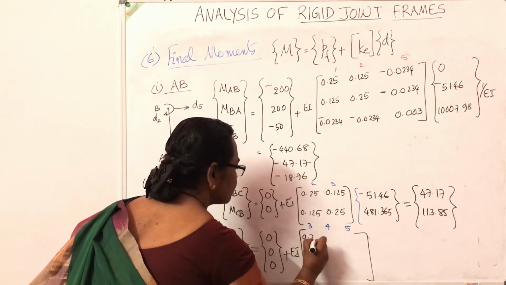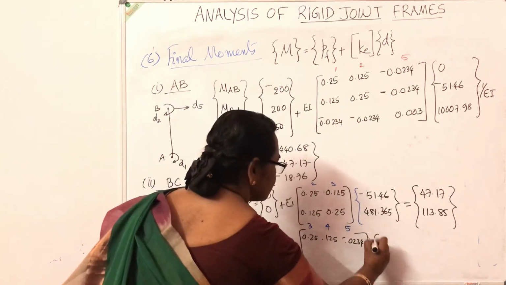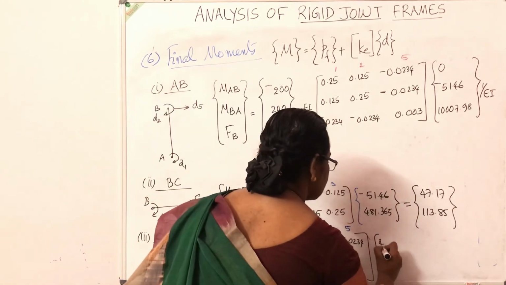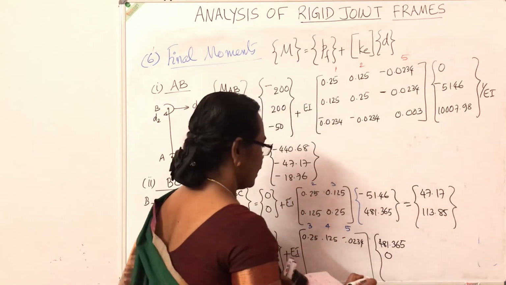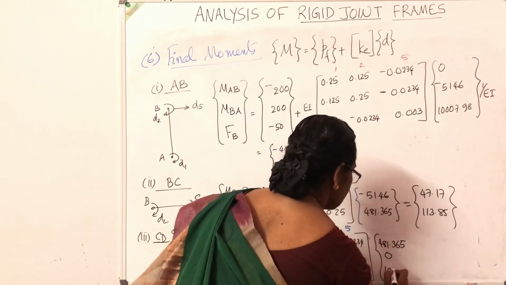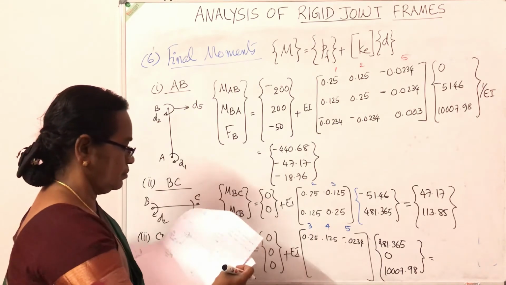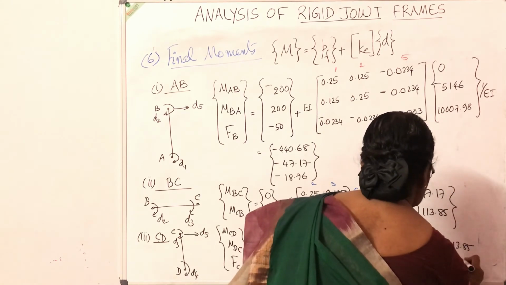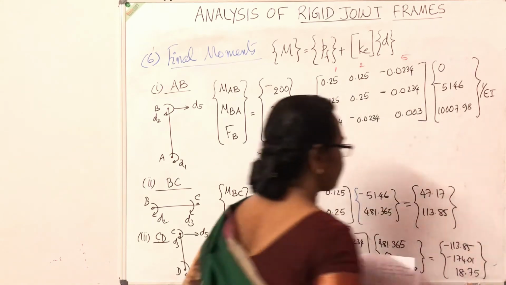I'll write it 0.25, 0.125, minus 0.0234. Similar to this, multiply with D3, D4, D5. What was D3? D3 was 481.365. D4 was 0. And D5 was 1007.98. So that you will get the answer as minus 113.85, minus 174.01 and 18.75. These are the bending moment values.